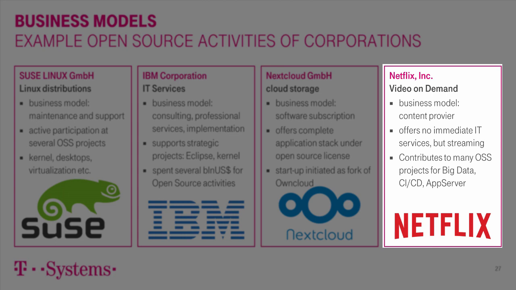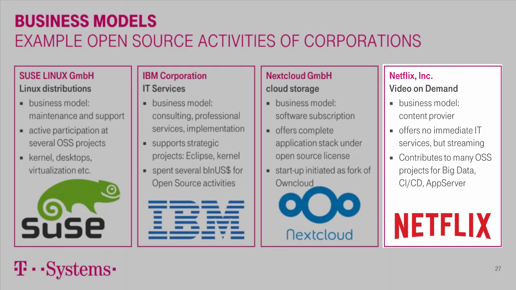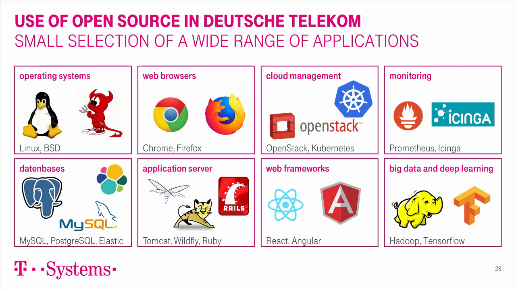They don't offer immediate IT services, but to run their services and to run their business, they contribute to many open source projects, for example, for big data, for content integration, continuous integration and continuous delivery pipelines, for application servers and stuff they need for their internal work. Open source itself is well adopted within Deutsche Telekom. Let's have a look at only a few projects that are used within the company.